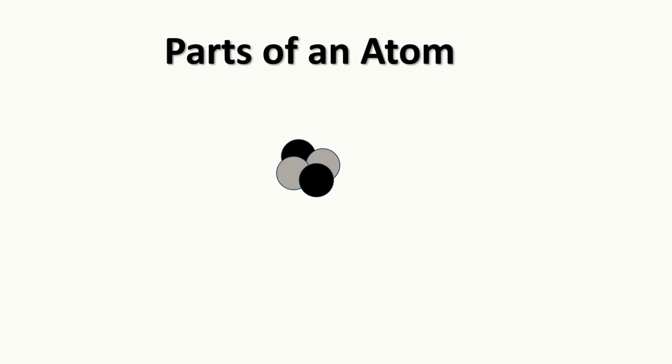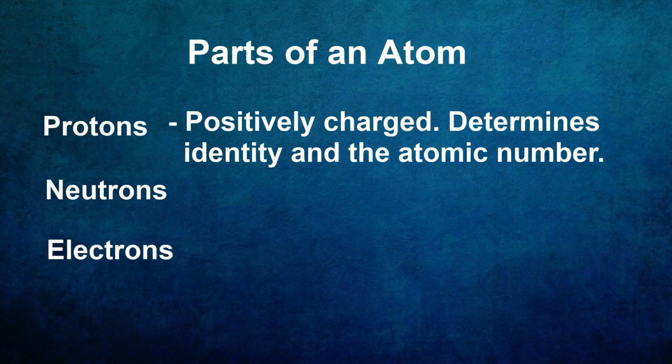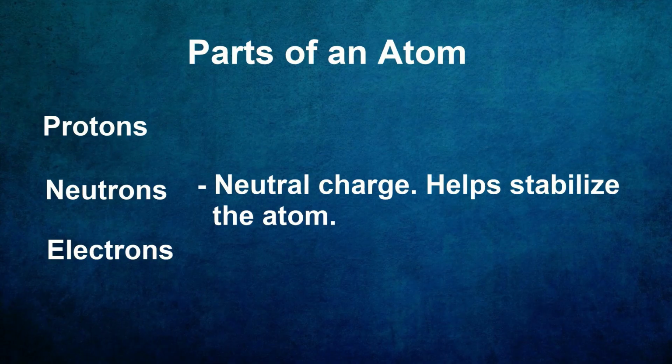It is composed of protons, which are the positively charged particles found in the nucleus of an atom. They determine the element's identity and contribute to its atomic number. The nucleus also contains neutrons, which are neutral particles that help stabilize the atom by balancing the positively charged protons.